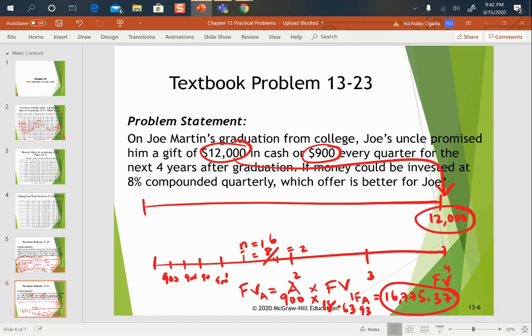and this is the future value for the cash that you end up receiving if you don't choose the option of a series of payments.